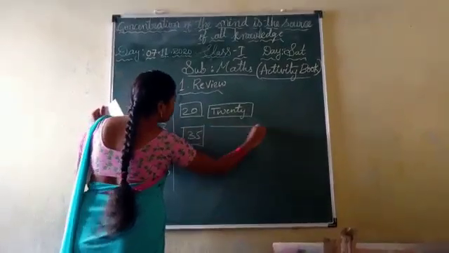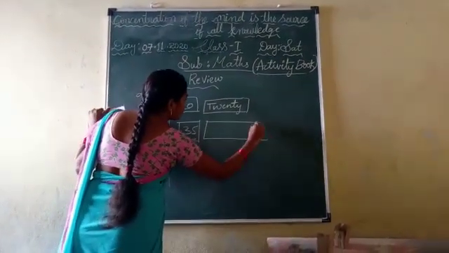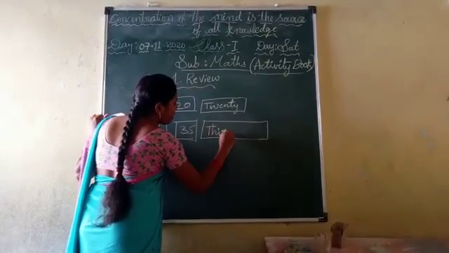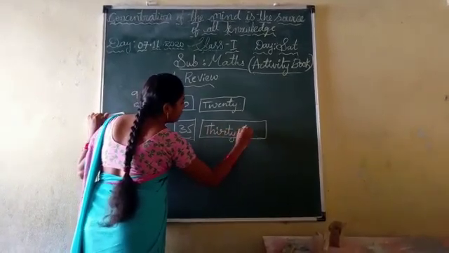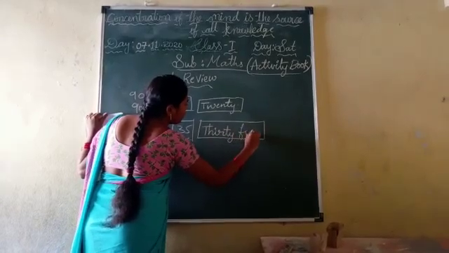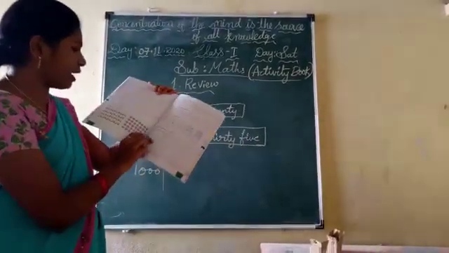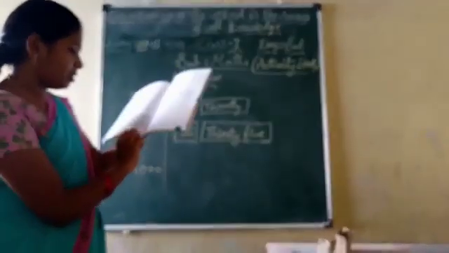And in words also you have to write. 35 spelling: THIRTY, 30, FIVE, 5, 35. In that way you have to write. And see the next page.